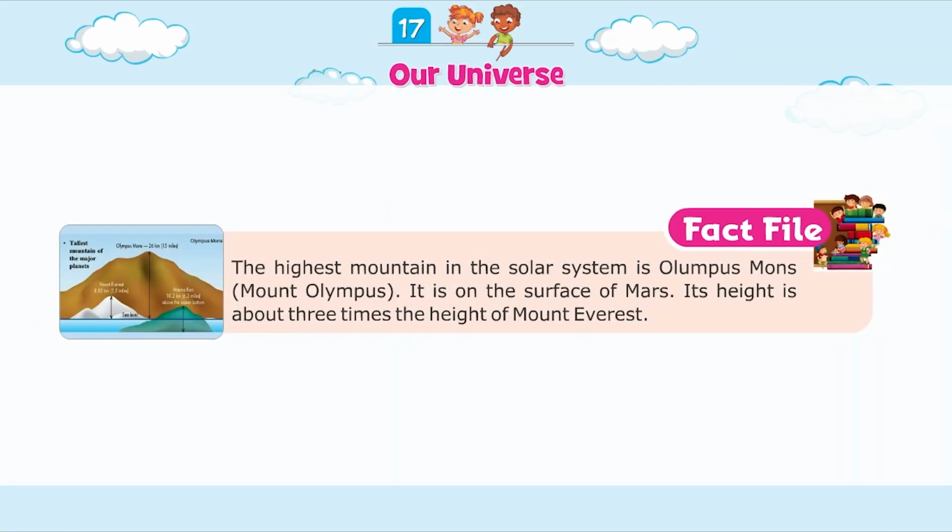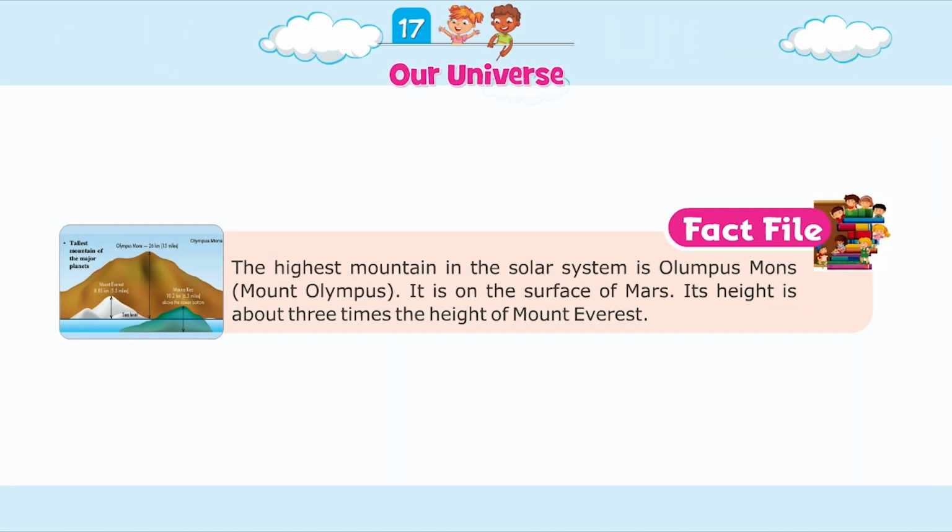Fact file. The highest mountain in the solar system is Olympus Mons, Mount Olympus. It is on the surface of Mars. Its height is about 3 times the height of Mount Everest.